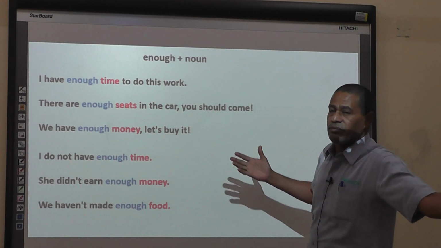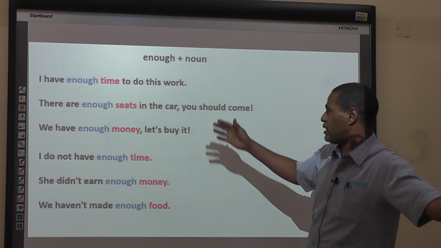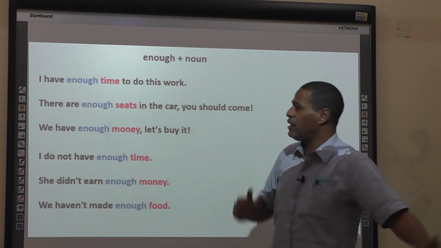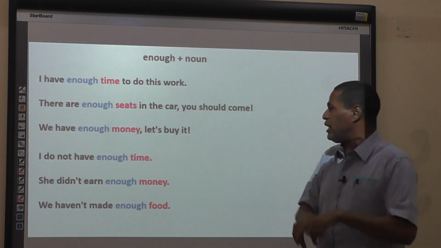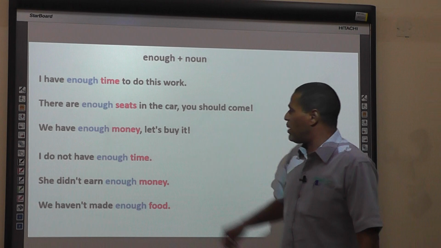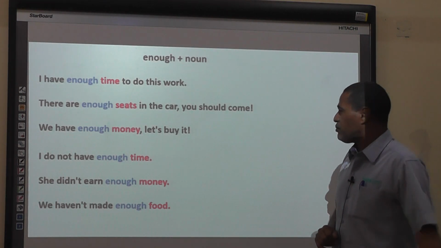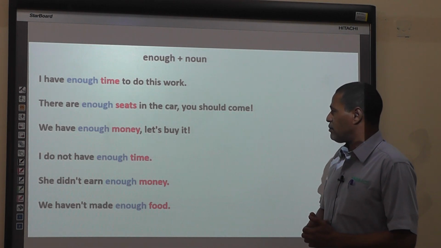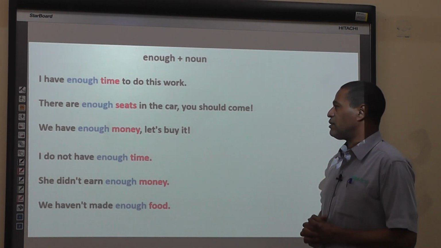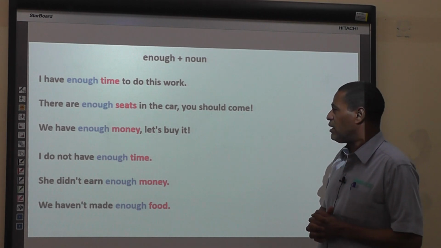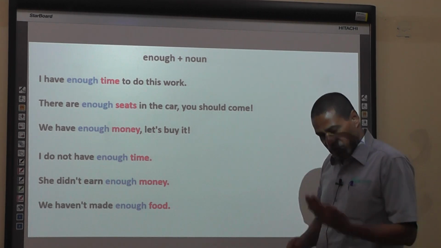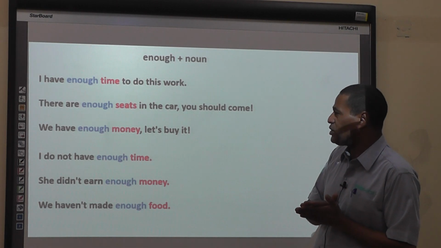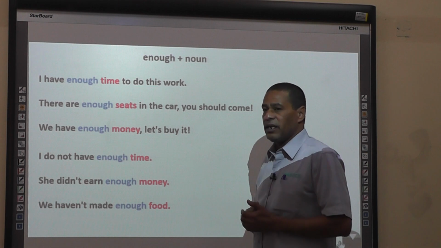No. The car can accommodate us. It has 5 or 4 seats, so you can join us. It is just what we need. We have enough money. Let's buy it. For example, if you are shopping and there is an item you like, and it is $100 or reals or whatever, when you check your wallet, oh, I have the right amount of money to buy it. So you can say we have enough money, we can buy it.